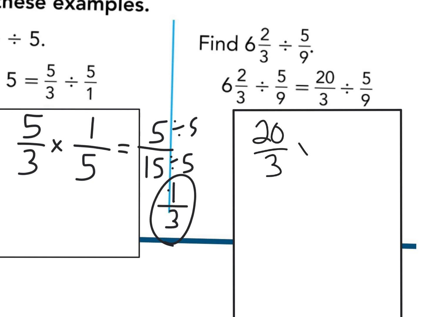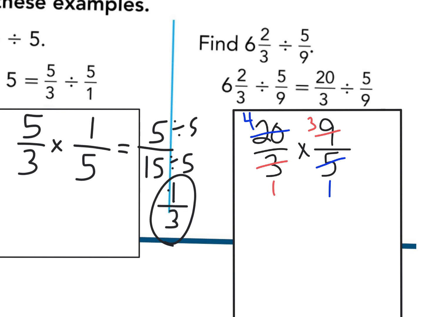So 20/3 times 9/5. And I'm going to go ahead and do some reducing here. Now that it's multiplication, 5 and 20 I can reduce by 5, which would be 1 and 4. 3 and 9 I can reduce by 3, which would be 1 and 3.